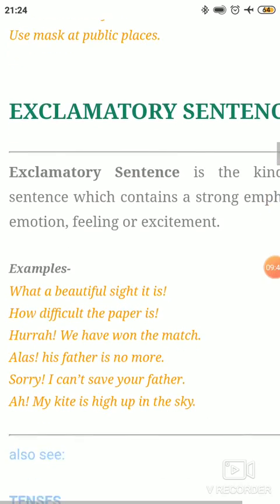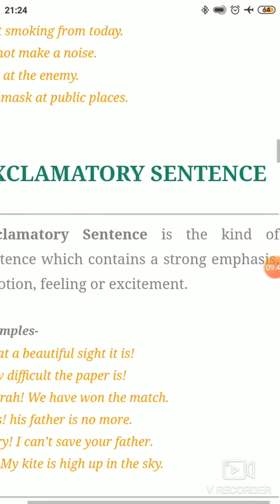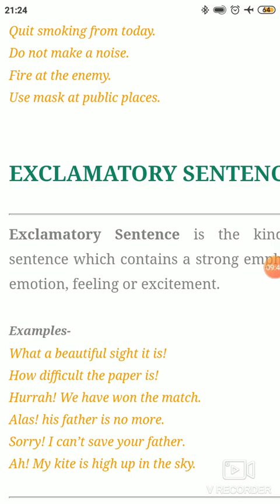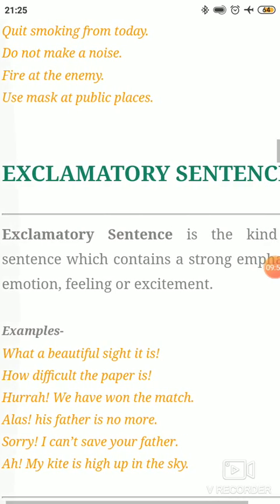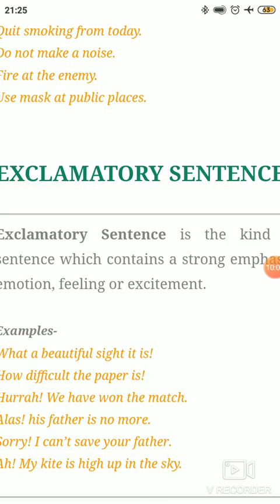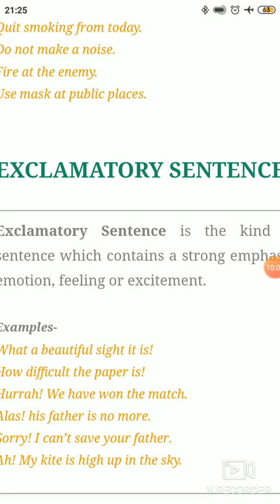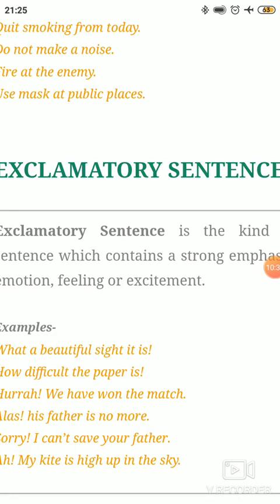Now, the last category is exclamatory sentences. Now, what are exclamatory sentences, children? Exclamatory sentence is the kind of sentence which contains a strong emphasis, emotion, feeling, or excitement. Strong feeling when you are expressing. So with that sentence, you are going to use exclamatory mark. This is the most highlighted feature of exclamatory sentence. This will denote that you are expressing your emotion, your sentiments, your feeling or excitement. Understood? You are not in a tone of a question. When you are framing a question, you will end up with question mark. But when you are framing exclamatory sentence, you are going to end up with the exclamatory mark.